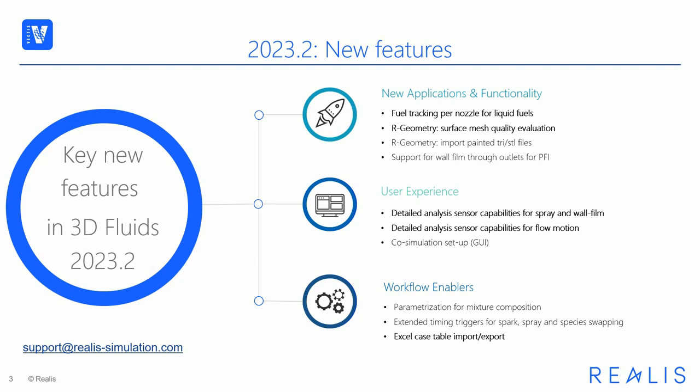Regarding the workflow enablers, the session parameterization is further enhanced through the support of parameterization for the mixture composition, both for multi-species and multi-phase simulations. The species swapping, injection, and ignition timings can now be defined by triggers to improve the simulation setup of rotary engine applications. Finally, a new parameters and cases import-export functionality compatible with Microsoft Excel has been added to allow for an easier setup of large parametric sweeps. Let us now dive a little bit deeper into a selection of these features highlighted here in bold. We will also cover briefly other enhancements brought about by this release at the end.